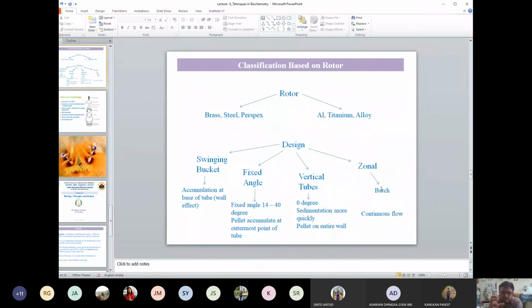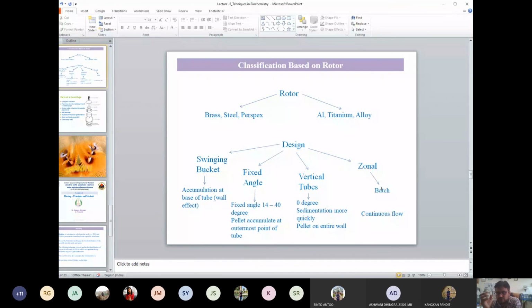Most of the centrifuges which are coming now have a rotor made of alloy. The advantage is that it is lighter, has very high tensile strength, and durability is very high. So whatever rotor we use nowadays has been broadly classified into two types based on the material. One uses brass or steel or perspex. These have very high tensile strength, but these rotors have weight, and their durability is a little bit compromised.